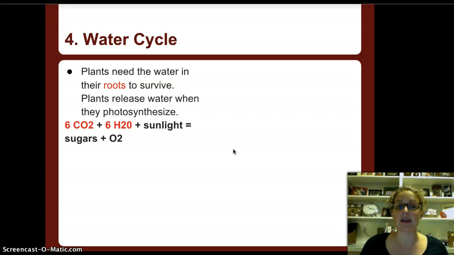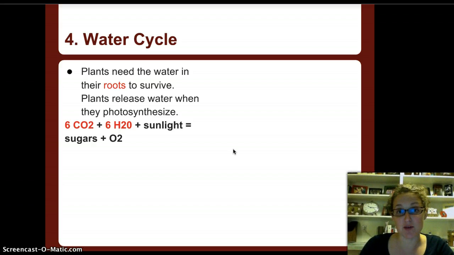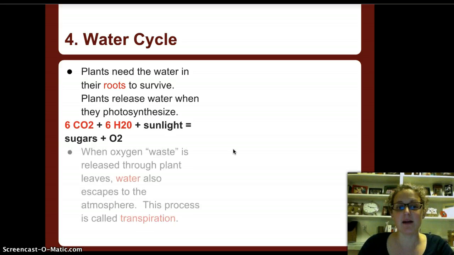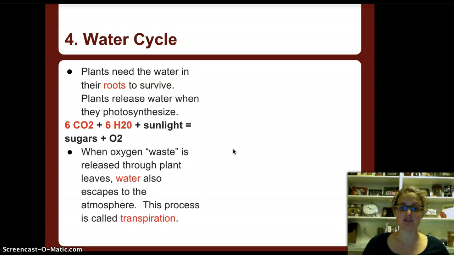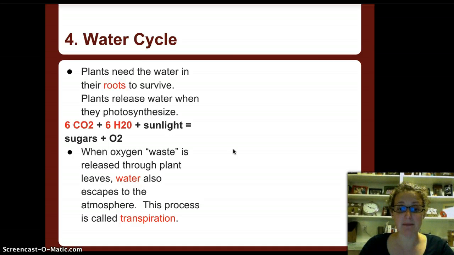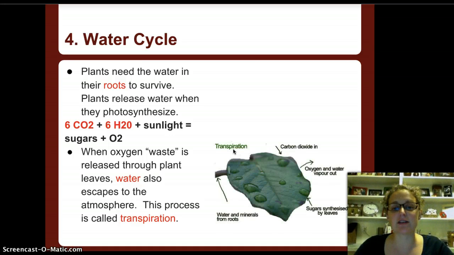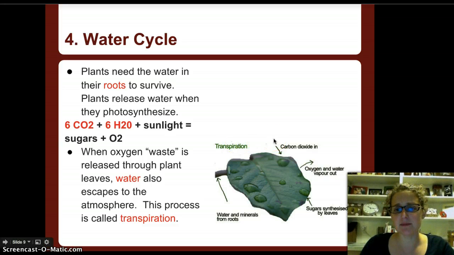Oxygen is plants' waste, right? So the plants have to let out this waste in the same way you have to let out your waste. And when they let out that oxygen waste, water escapes into the atmosphere. And this process is called transpiration or evapotranspiration. I put this image in your notes just to kind of help you understand this.